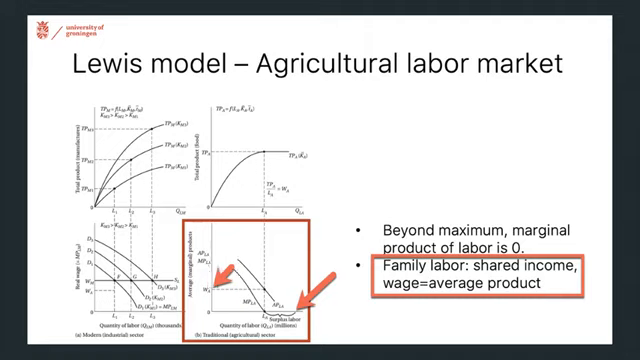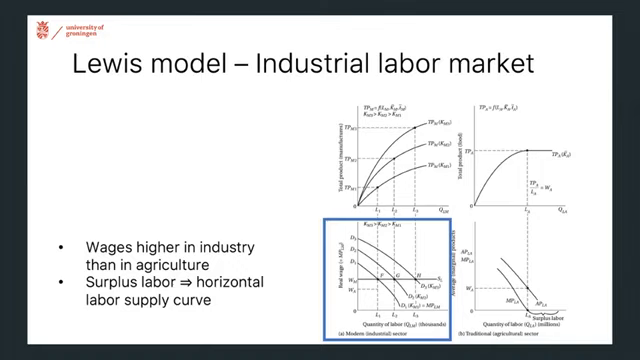So that agricultural wage is then a signal for the industrial sector. So we're now moving to the left-hand side of the figure. As you can see, the wages in agriculture are shown here. The wages in industry are higher than in agriculture, which means that it's attractive for agricultural workers to move to the city.